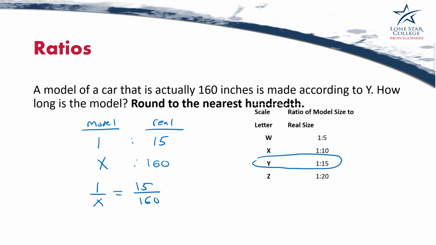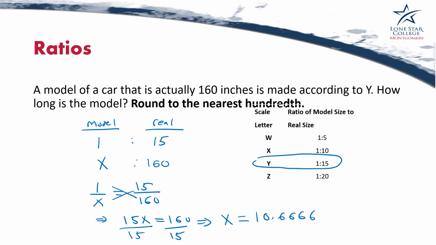Now, to solve for X, we cross multiply again. So it gives us 15X equals 160. And then we divide both sides by 15. So X gives us 10.6666. Now, they want you to round to the nearest hundredth. Our hundredths place is tenths, hundredths, which is right here. And we look at the number after it. After it is a 6, which is bigger than 5, so it rounds up to 10.67 inches.